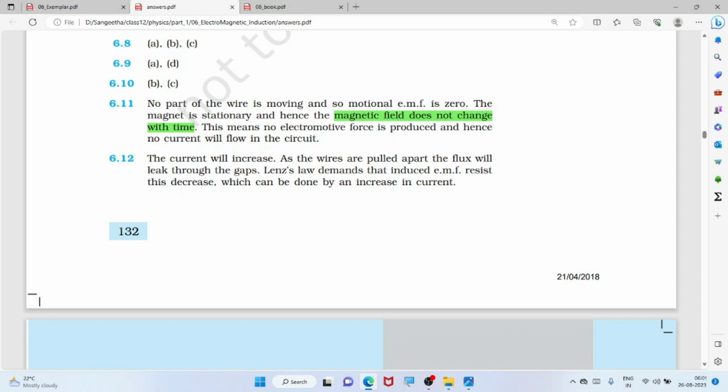Lenz's law demands that the induced EMF then decrease this, which can be done by increasing the current. This way, as per Lenz's law, the change in flux is resisted. When flux leaks through the gaps, this will be resisted by increasing the current to increase the magnetic flux.